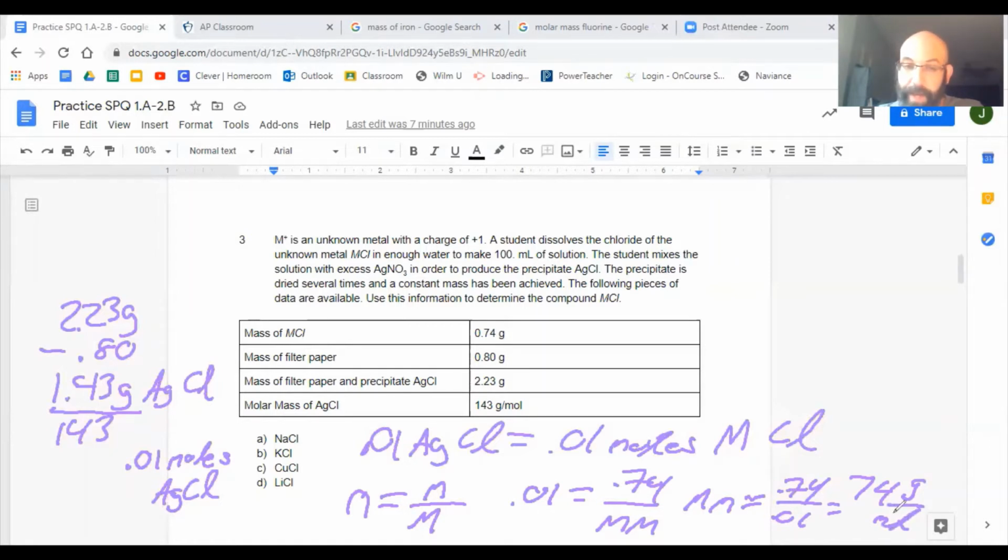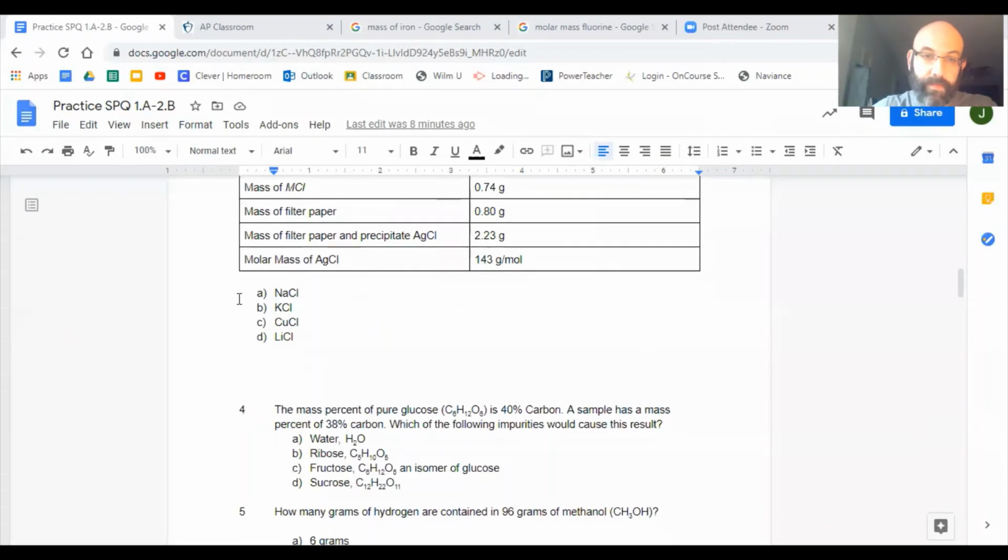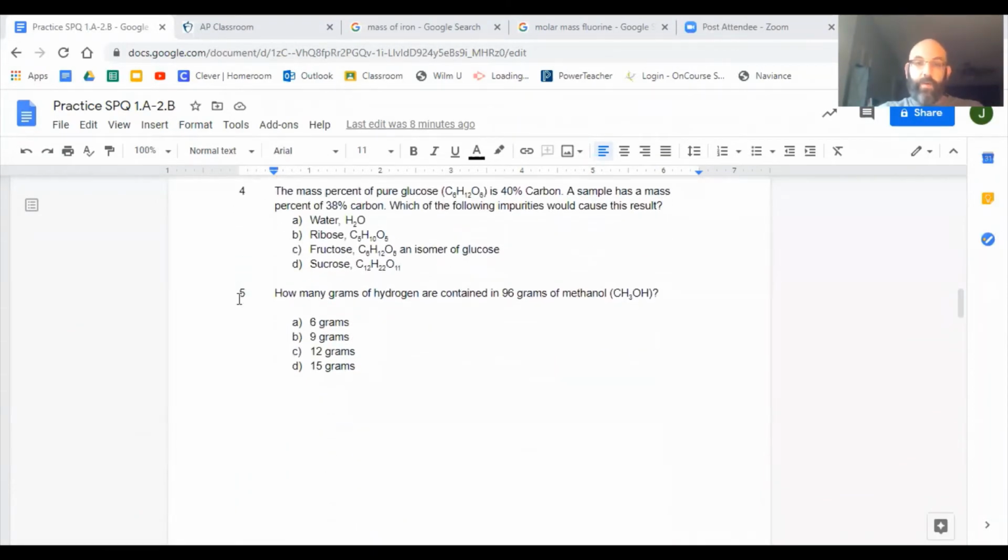So now we just have to work backwards. Which of these has a mass of 74? Potassium chloride does. Chlorine is 35, potassium is 39, and 39 and 35 gets you 74. So that is number 3. Okay, 4. The mass percent of glucose is 40% carbon, pure glucose, 40% carbon.